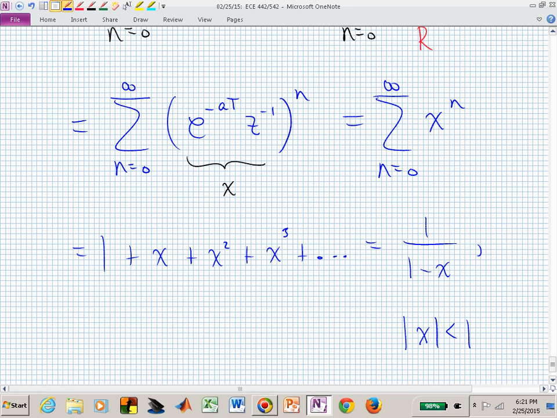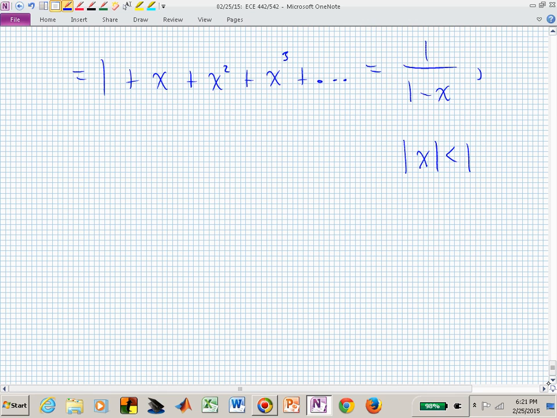X has to have an absolute value less than 1. And now that expression is true, 1 over 1 minus x. We can now reintroduce what x was equal to, to give us the expression we really are looking for.